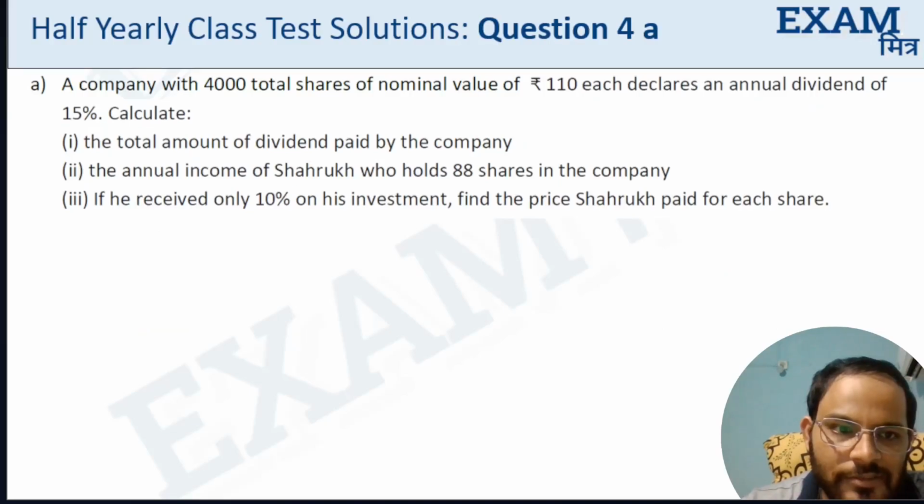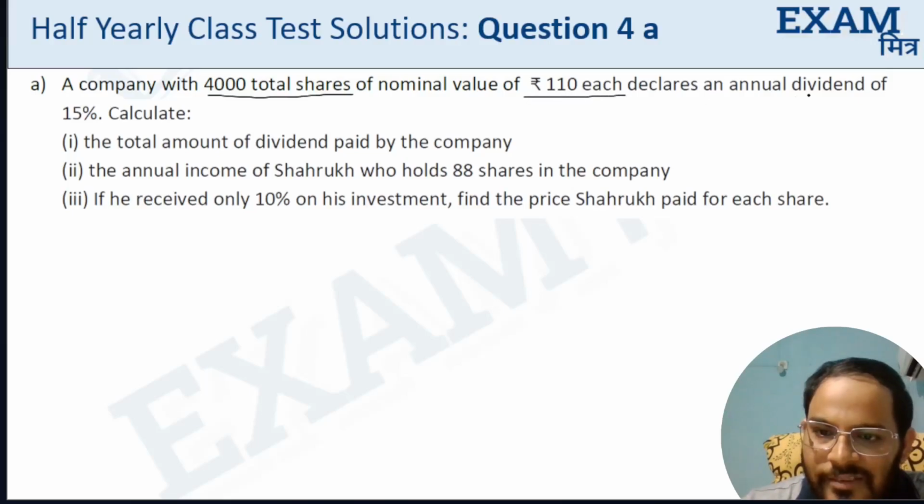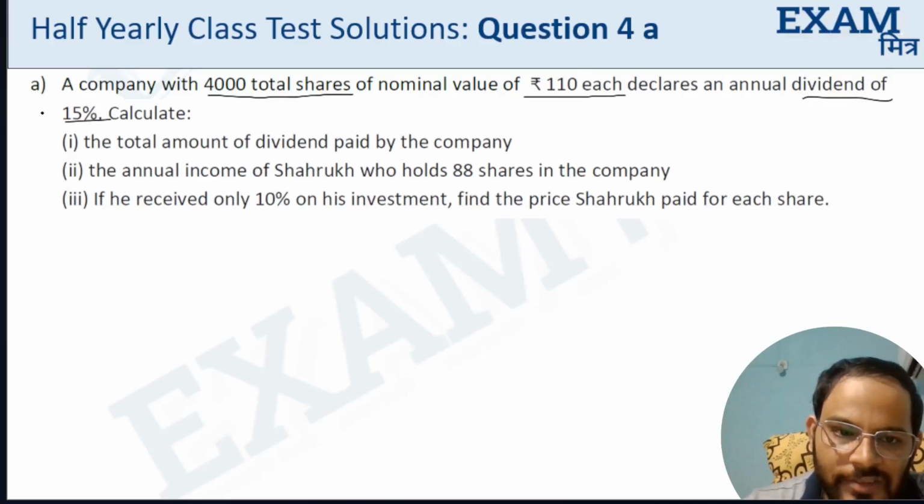So in this question, a company with 4,000 total shares of nominal value, that means it has the number of shares as 4,000 and the nominal value of each share is rupees 110, declares an annual dividend of 15%. That means the rate of dividend is 15%.